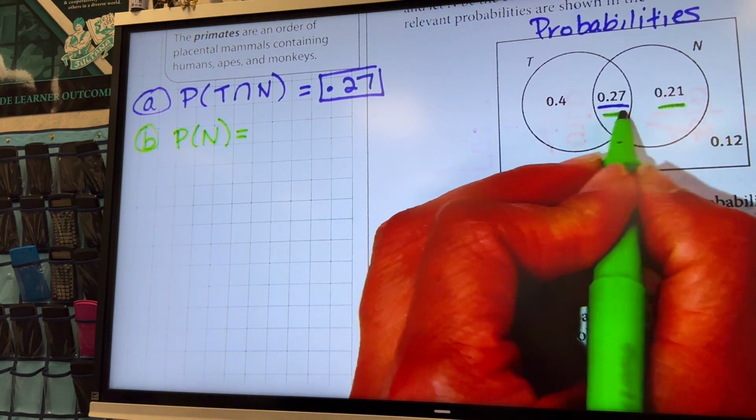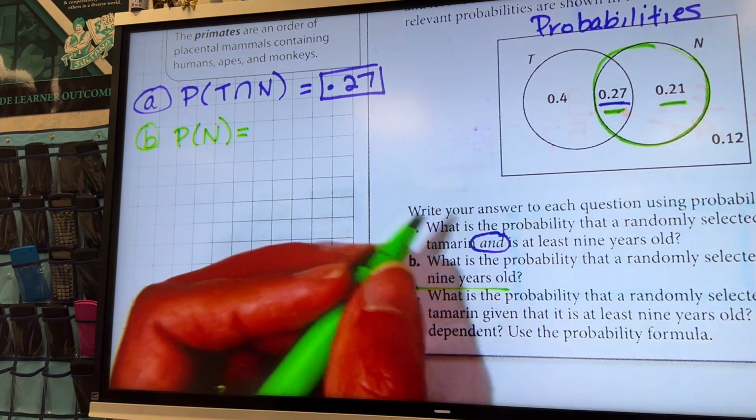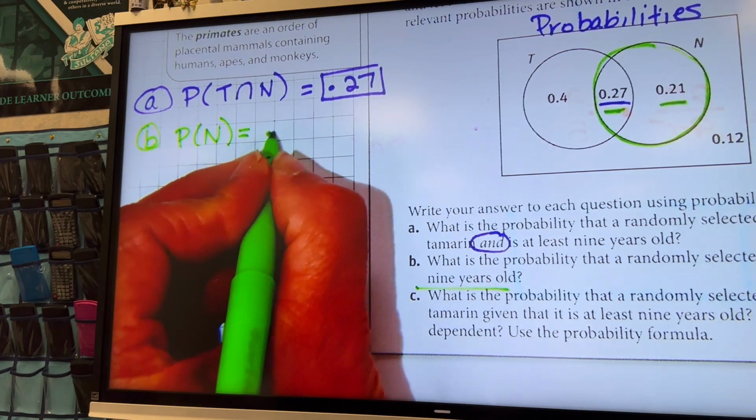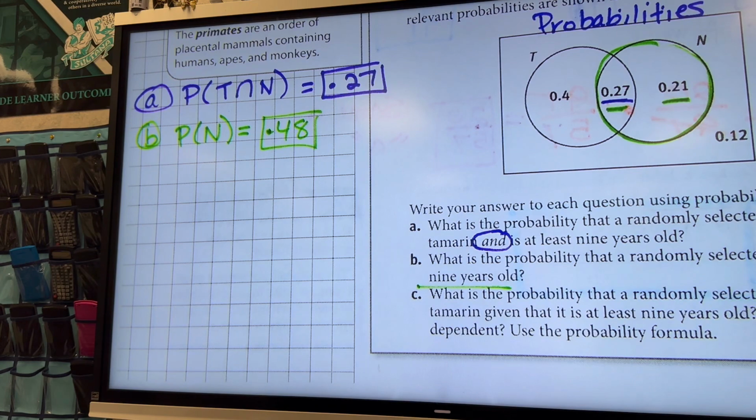Add the 0.21 and the 0.27. Everything in the N bubble. What does that add up to? 0.48. Okay. Again, that wasn't bad. We're just adding, looking at our Venn diagram and having to add.